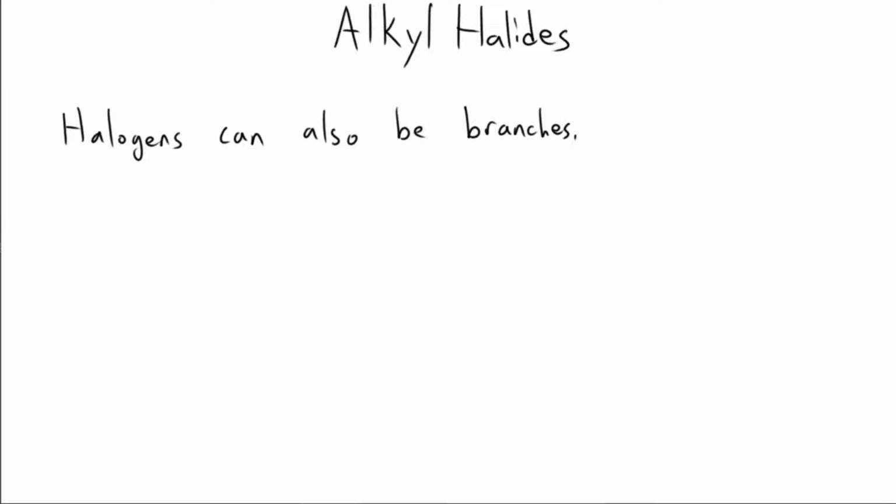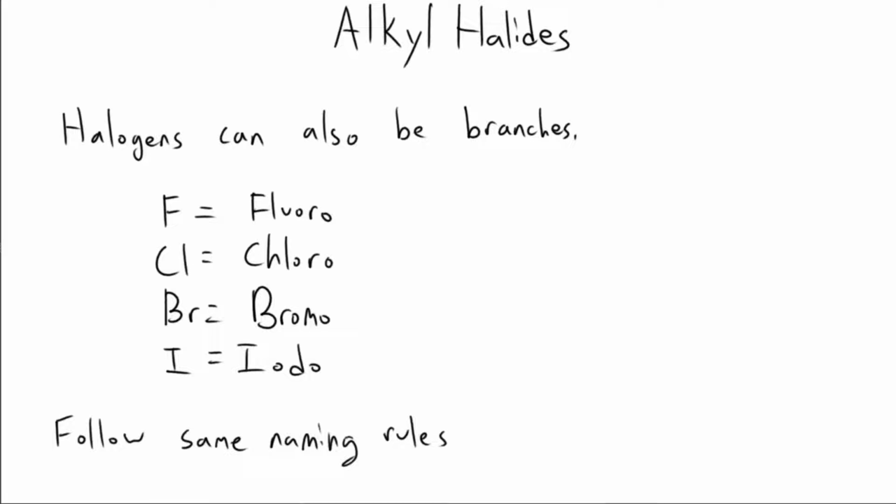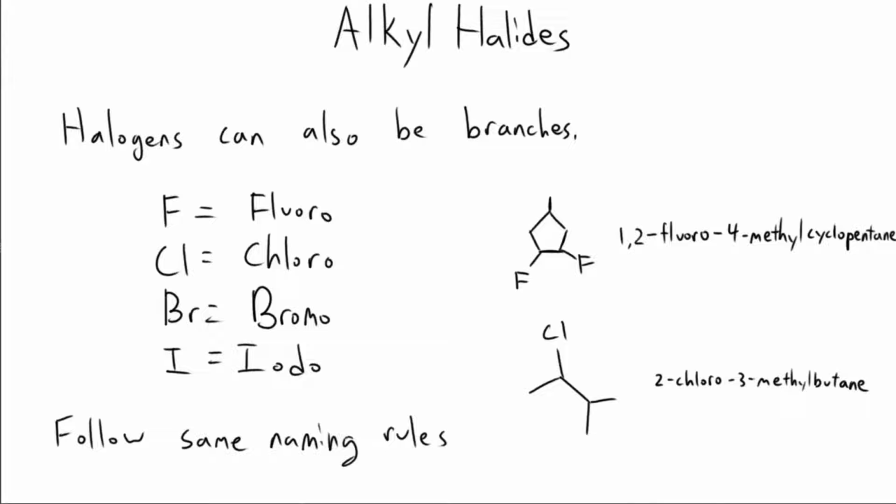Next are the alkyl halides. Halogens can also be on the branches. If we have fluorine as the branch, it'll be called fluoro. If we have chlorine as the branch, it'll be called chloro. Bromine will be bromo, and iodine will be called iodo. They follow the same naming rules as other branches. And these compounds, for example, will be called 1,2-fluoro-4-methylcyclopentane or 2-chloro-3-methylbutane. Now see for yourself why.